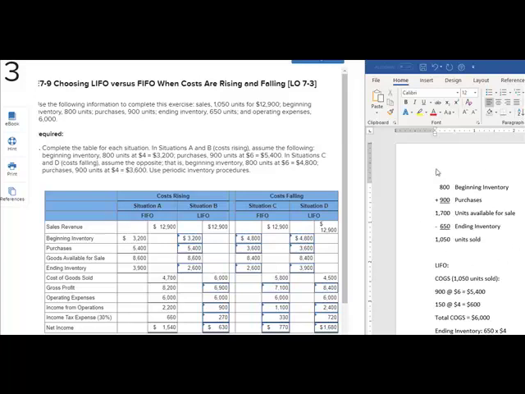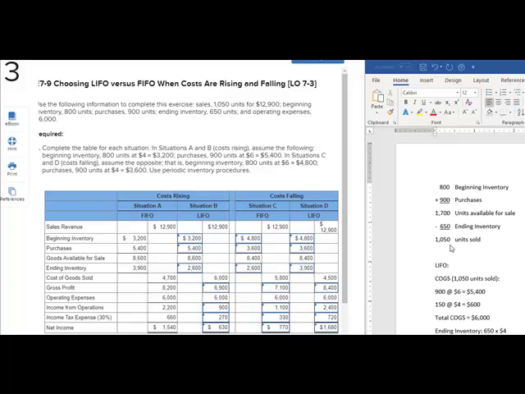Up here, I've summarized the formula that I taught you in class, and I'm using units here. I got this information from the first paragraph. So we had 800 units in beginning inventory, bought 900 more. So we had 1,700 units available that we could have sold, didn't sell 650, and these units are sitting in ending inventory. Therefore, the difference is the number of units we sold.